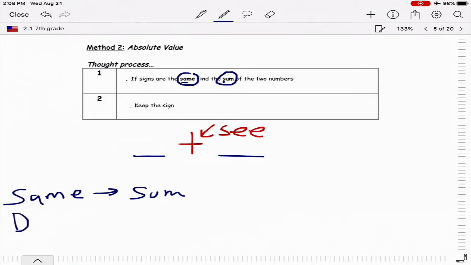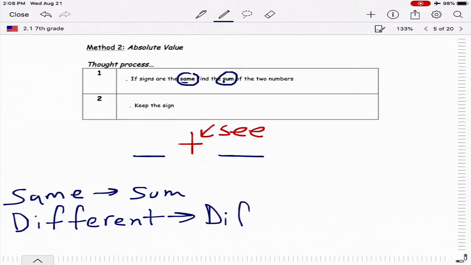If signs are different, meaning that if one number is positive and one number is negative, but there's still a plus sign, you want to do this instead. Different means difference. And there you would actually subtract the two to get the number.